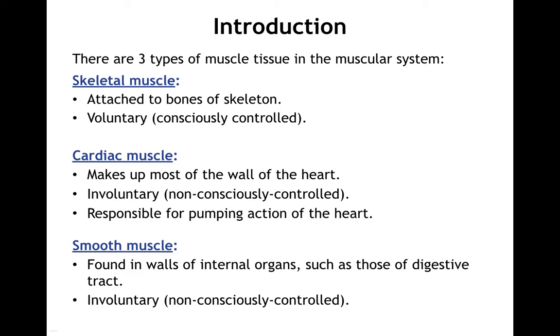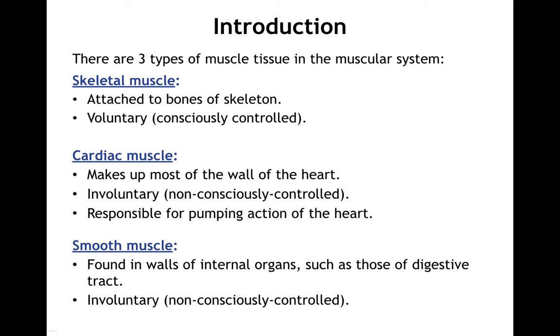Traditionally, when we talk about the muscular system, we're talking about the skeletal muscle system. And we will talk about cardiac muscle in detail when we talk about the cardiac system, the heart system, and we will touch on smooth muscle when we talk about those organs that contain smooth muscles.